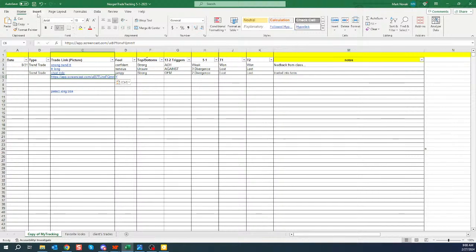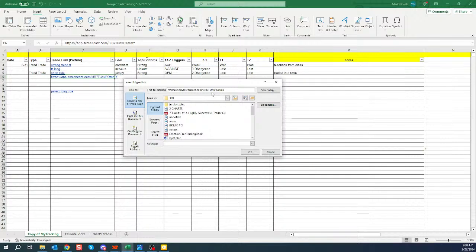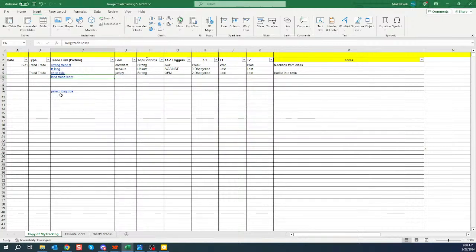What we want to do is go to the Insert tab, and I want you to go to the link button. And we're going to turn all this writing into just a pretty simple word. We'll just call it long trade. Maybe it's a loser. And you click enter. And then from the first tab here, you're going to have that link. You're going to be able to talk about how you felt, what your advantages were.